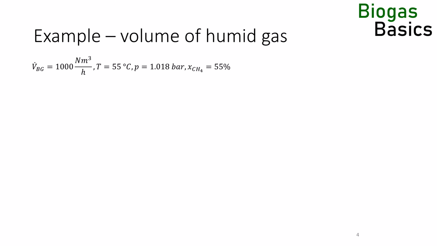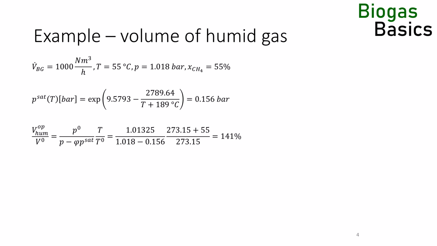First, we calculate the water saturation pressure with the Antoine equation. It is 0.156 bar. That means that according to Raoult's law, around 15% of the volume in the gas phase is filled with water vapor. Next, we apply the formula to calculate the ratio between the gas volume under operational conditions to the volume at reference conditions. It is 141% in our example.